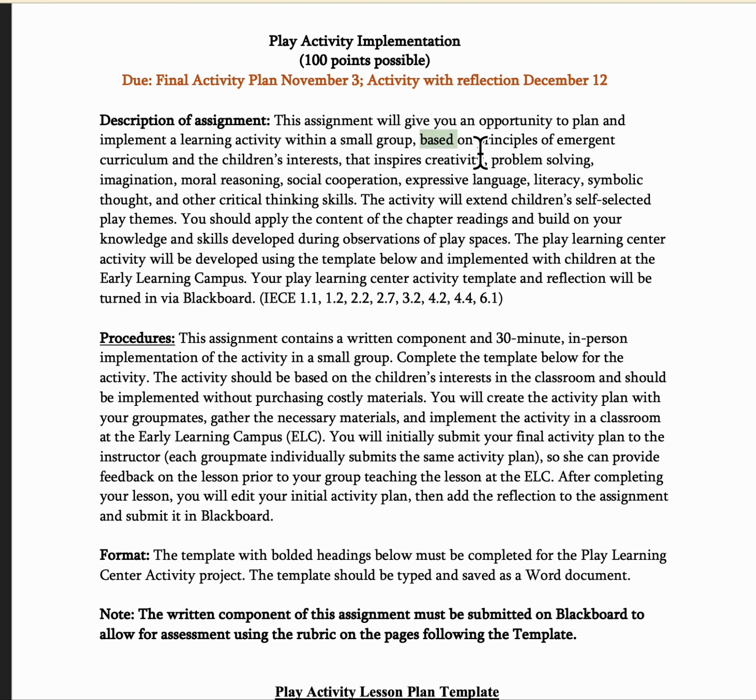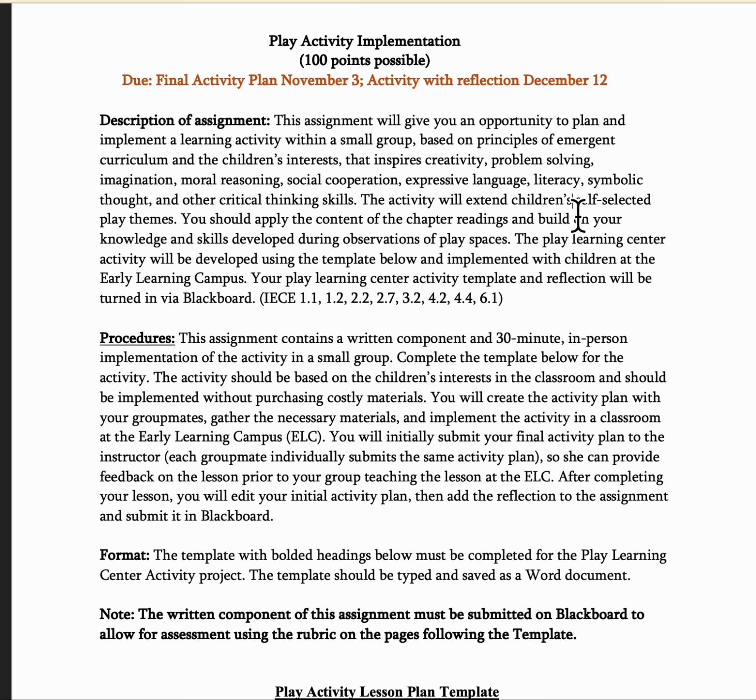This is an activity that's based on the principles of emergent curriculum, the children's interests, and they're supposed to inspire creativity, problem solving, and so on. Okay, including things like symbolic thought and critical thinking skills, as well as all these other pieces. So be considering those. You don't have to address all of them, but you might want to consider how your activity does or does not reflect these pieces so that you're aware of that.